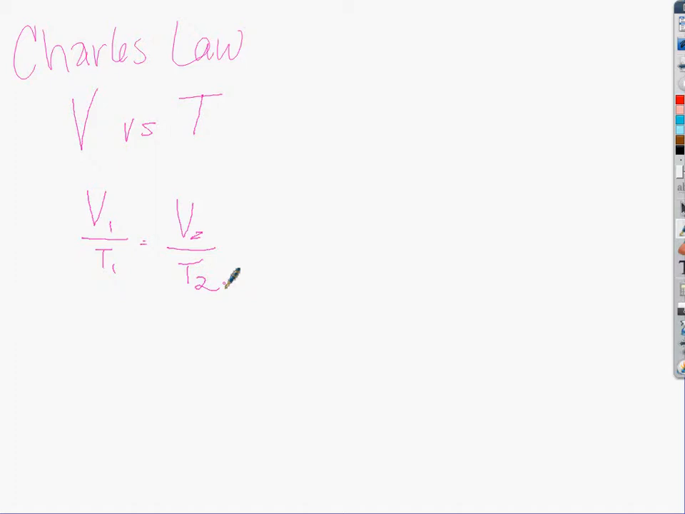So this looks like one of them. Which one does this look like? Boyle or Gay-Lussac? Gay-Lussac, okay. What do we do to Gay-Lussac to make it easier to deal with? Cross multiply. So we're going to cross multiply the temperatures, and we're going to end up with V1 T2 equals V2 T1. And so that's the one we're going to deal with for Charles' law. It's just easier to manipulate when we get to that phase.